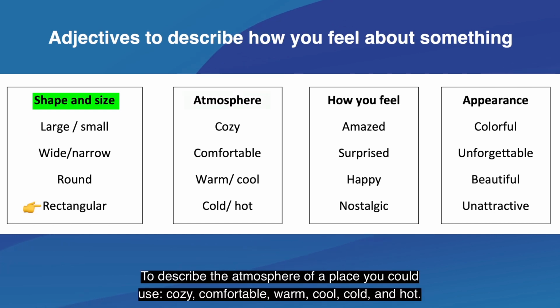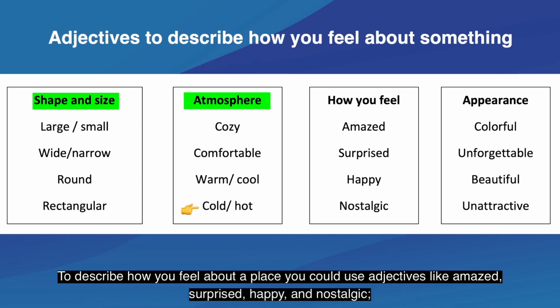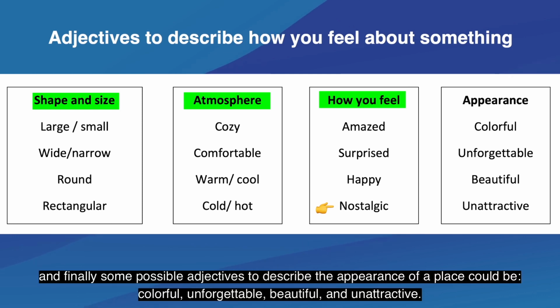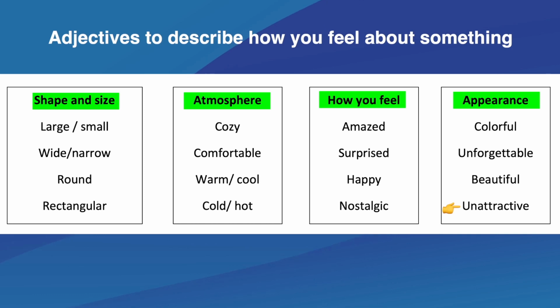To describe the atmosphere of a place, you could use cozy, comfortable, warm, cool, cold, and hot. To describe how you feel about a place, you could use adjectives like amazed, surprised, happy and nostalgic. And finally, some possible adjectives to describe the appearance of a place could be colorful, unforgettable, beautiful, and unattractive.